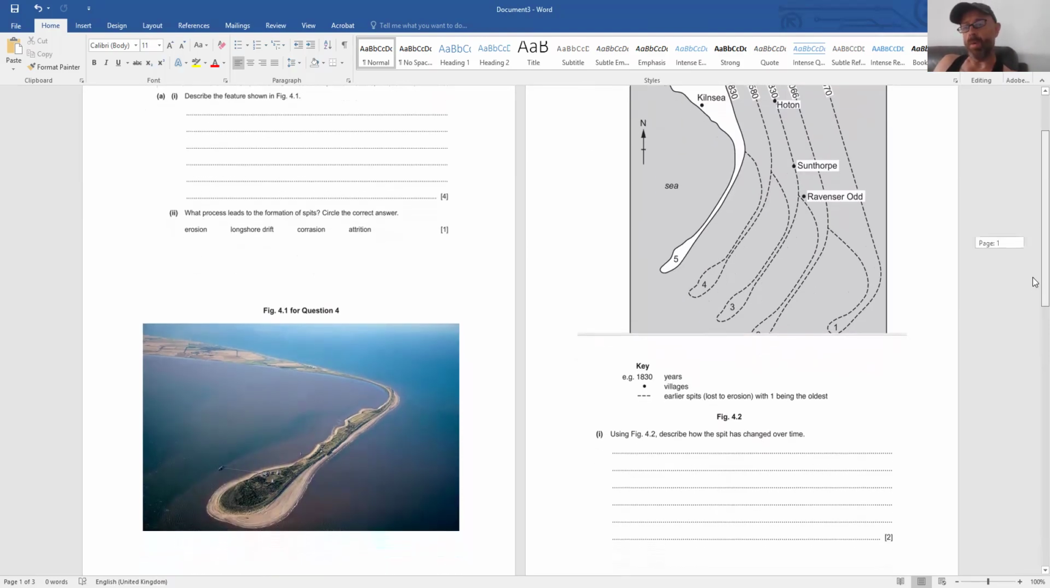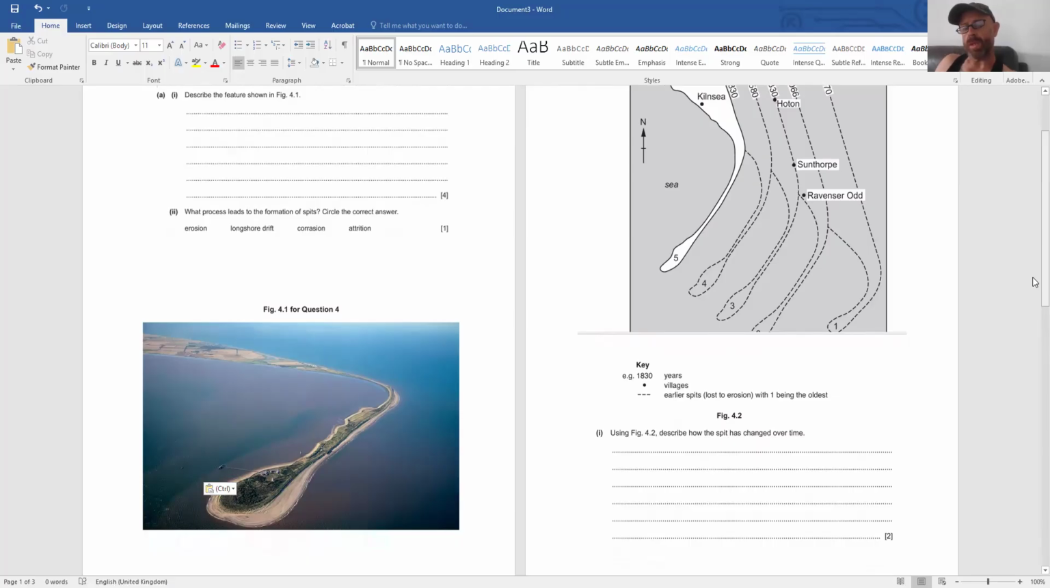Now, a lot of you can look at that and go, oh my God, I can't describe it. I don't know the words. I don't know what to say. I can't remember anything about spits. I didn't revise coasts. It's like, well, okay. It says describe it. So what can we see?